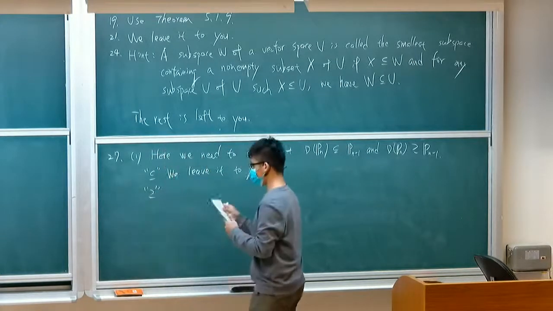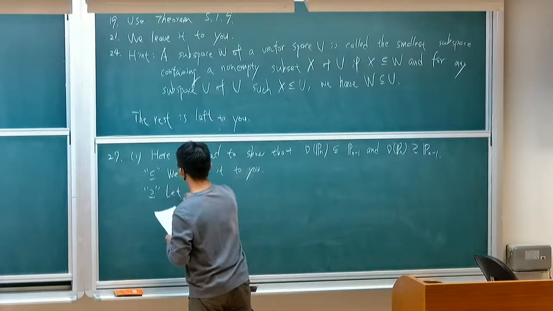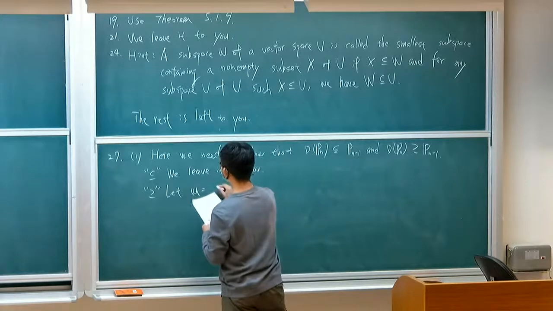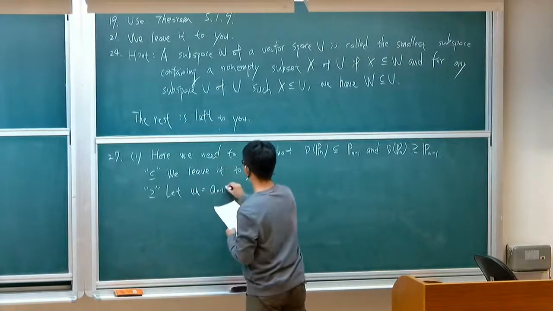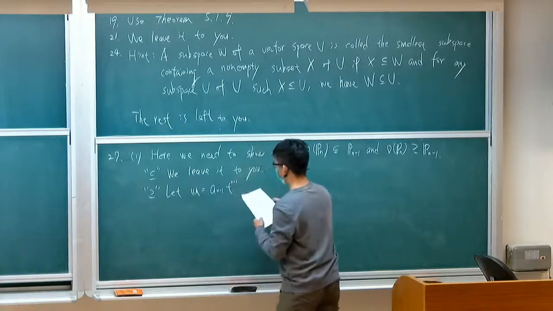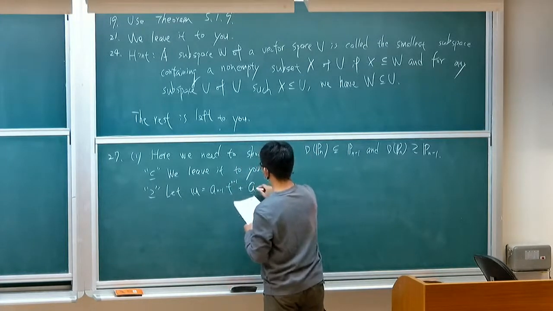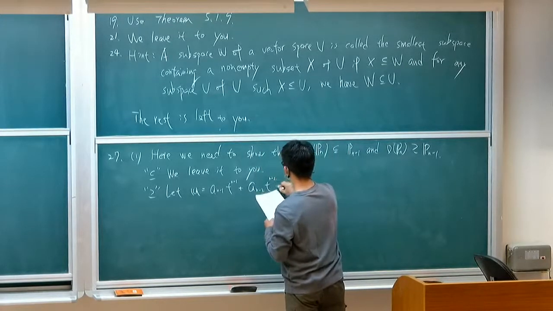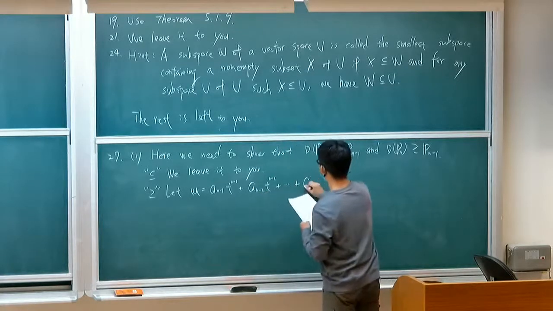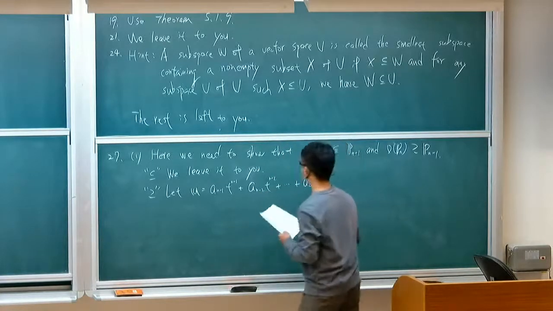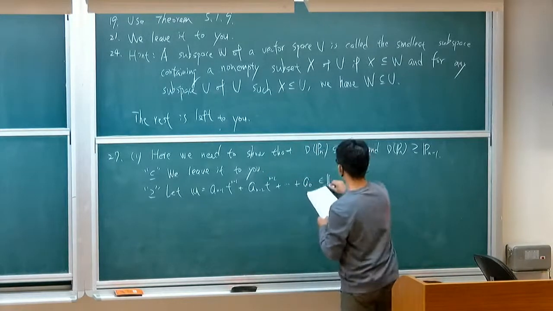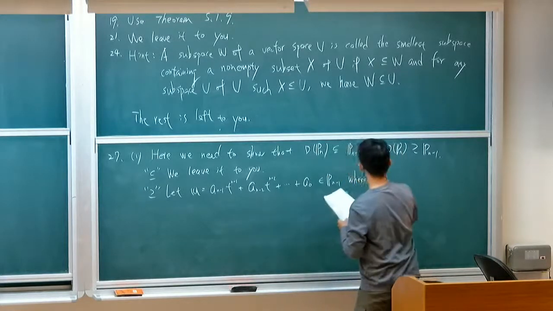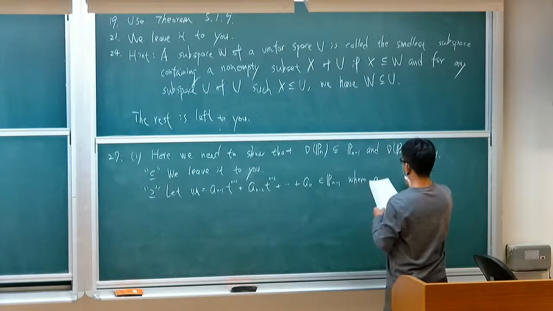For this direction, first, we let u be equal to an minus 1 t to the power of n minus 1 plus an minus 2 times t to the power of n minus 2 all the way to a0. And clearly u is an element of Pn minus 1, where ai is real.